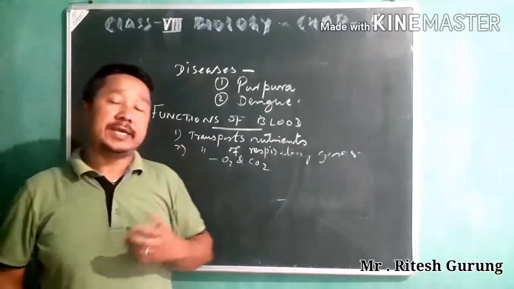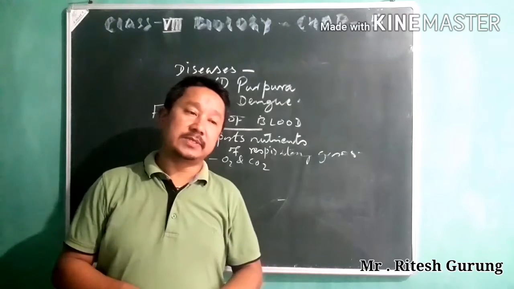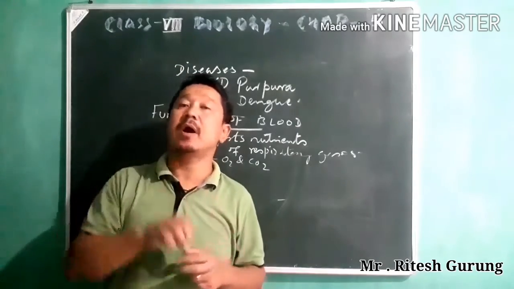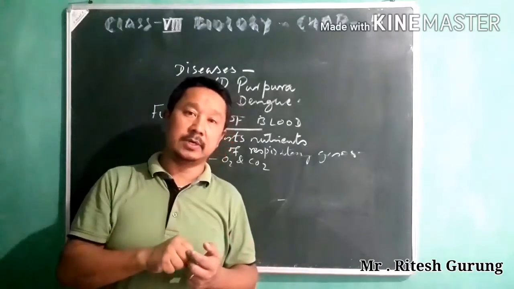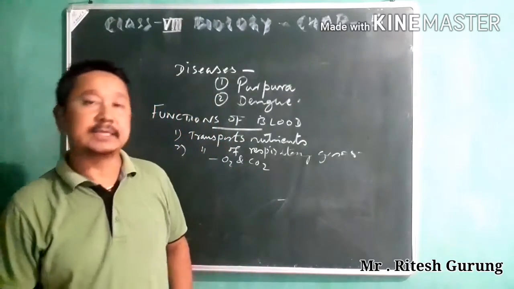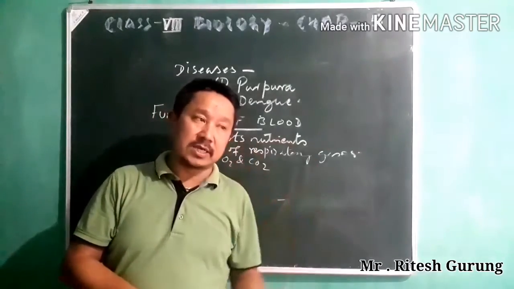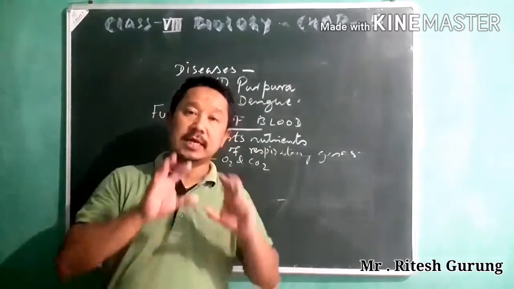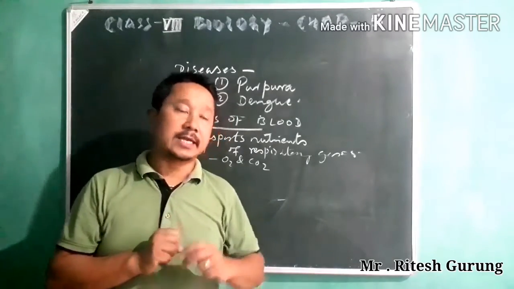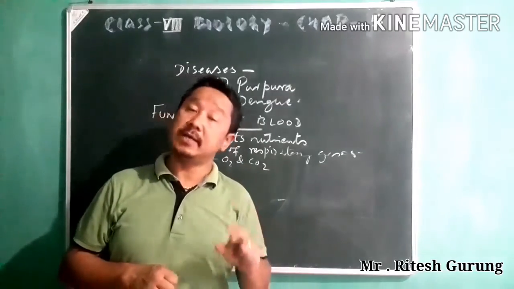See, when we inhale the air, the hemoglobin present in RBC picks up oxygen only, there in the lungs, and from the lungs it is transported to all the living cells. In the cells, when that oxygen is utilized for the oxidation of food, then carbon dioxide is formed. That carbon dioxide is again picked up by hemoglobin and brought back to the lungs, and from the lungs it is thrown out. So this is done by the blood only.